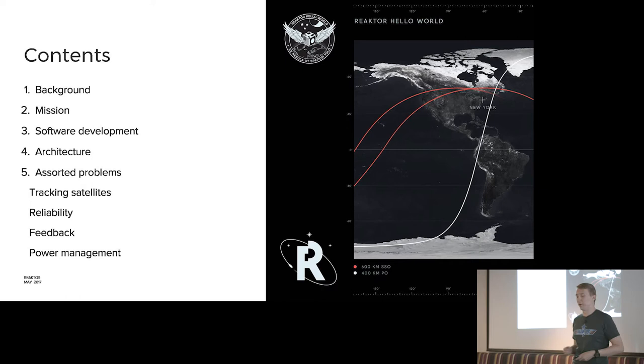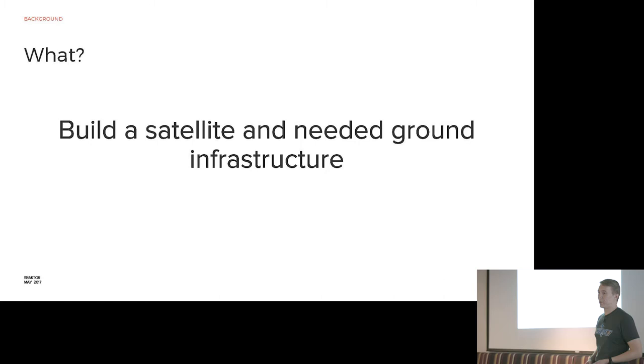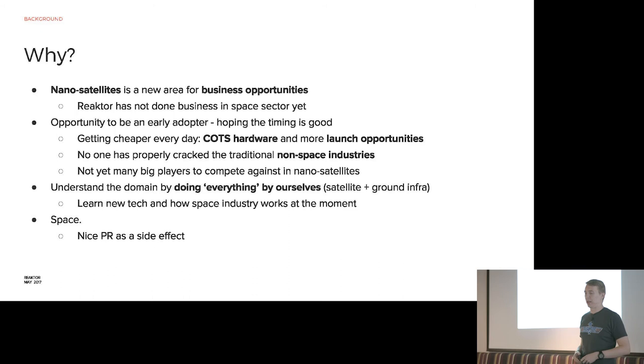So background. What do we want to do? Build a satellite and the needed ground infrastructure. Sounds interesting. So why would we want to do this as Reaktor? Nanosatellites, satellites around this size or smaller, are kind of a new thing. And there are maybe some interesting business opportunities there that not many people have really materialized yet. And Reaktor hasn't done anything in the space sector yet.